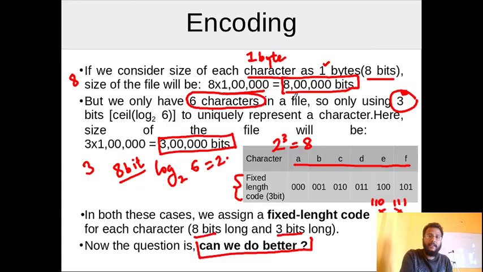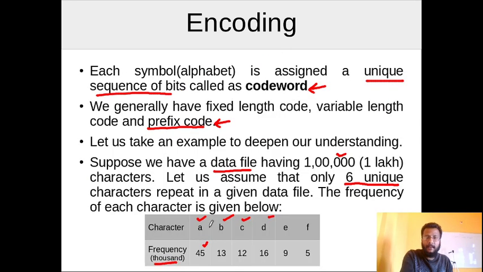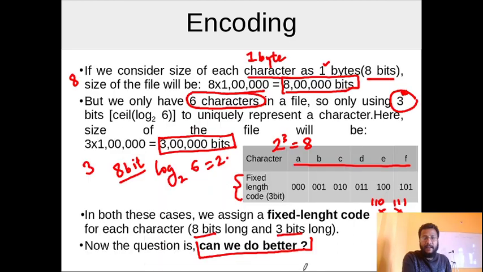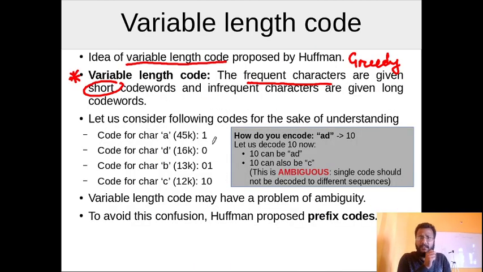Like in this example, he has A. A is occurring 45,000 times, so the frequency is high. So, he would give a shorter code length for A and maybe a longer code length for F, because F is only occurring 5,000 times. So, this is the idea of Huffman coding. This is the most important idea.